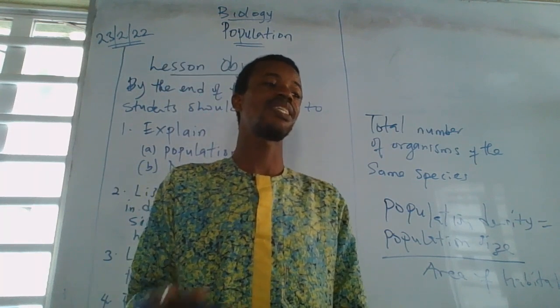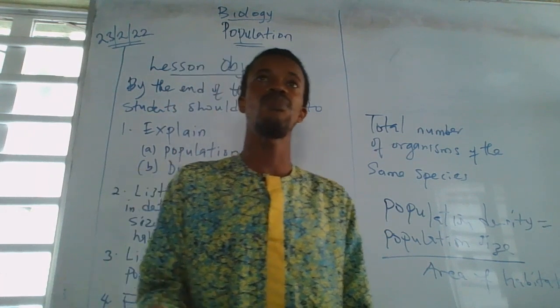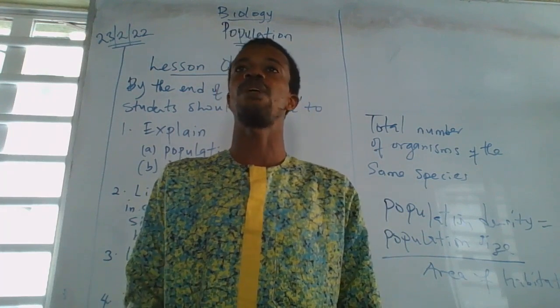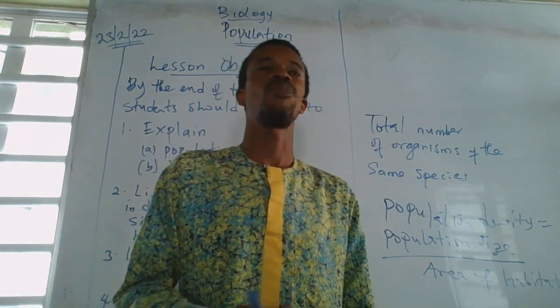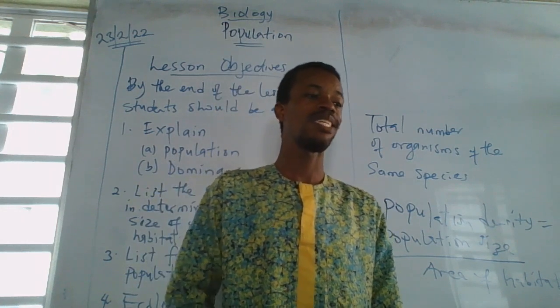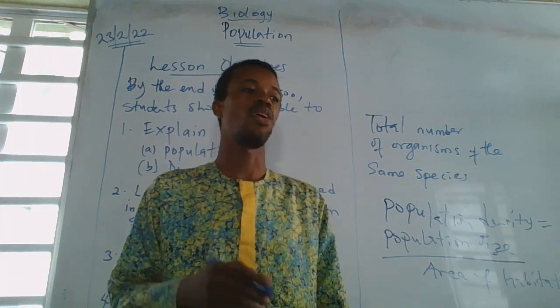Another one is seasonal climate changes. During rainy season, you know what happens to some areas or habitats: some organisms have to move from a particular area to another area because they can't cope with that kind of weather. So these changes in climate also lead to movement of organisms or population.